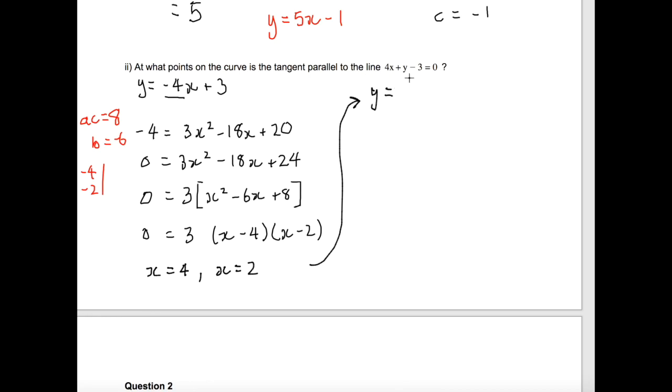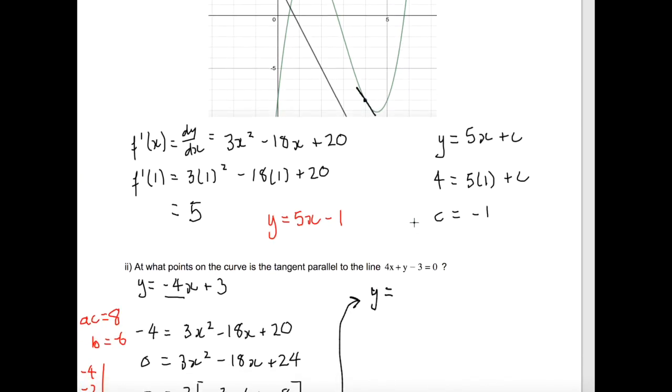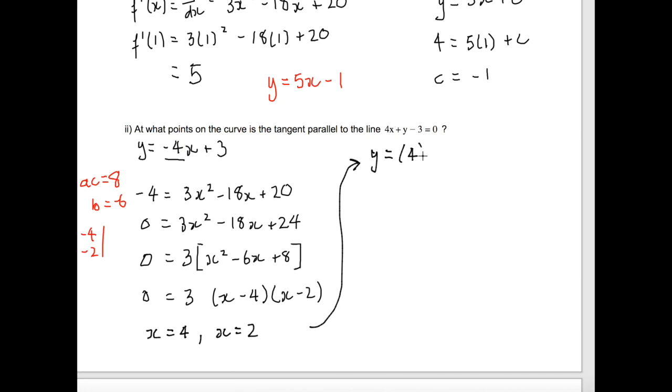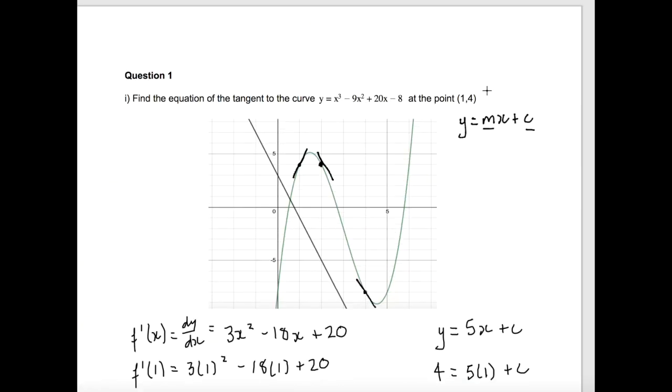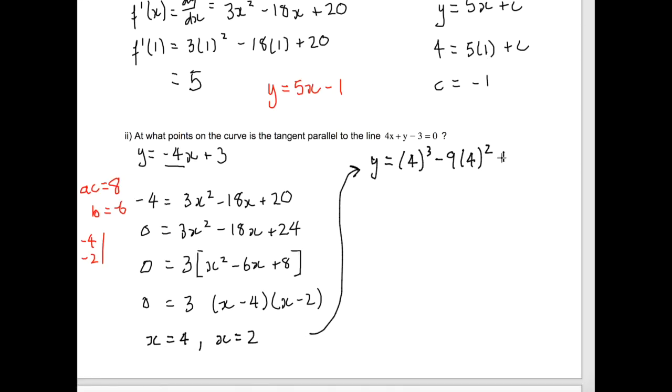So the original equation says x cubed minus 9x squared plus 20x minus 8. I'm going to substitute in 4 first. So 4 cubed minus 9 times 4 squared plus 20 times 4 minus 8. What do we got? 4 times 4 is 16, times 4 is 64. 4 squared is 16, times 9. Well, 16 times 10 is 160, and then we've got to subtract 16 because we're only multiplying by 9, so that's 144. Plus 80 minus 8.